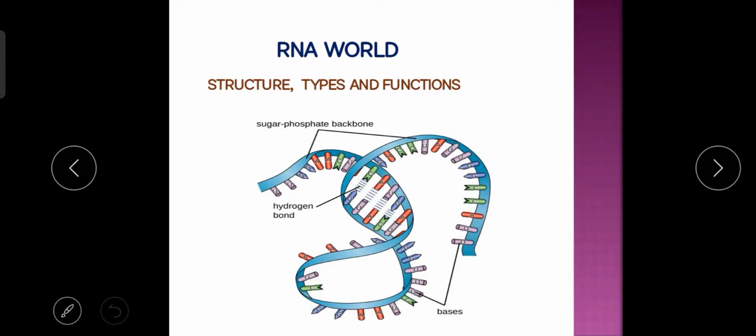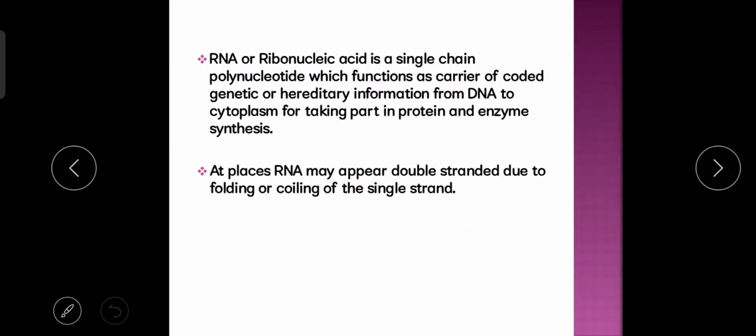So today our topic is the RNA world, the structure, different types and functions of RNA. As you know, RNAs are usually single stranded, but sometimes they may appear double stranded due to folding or coiling of the single strand. Do you get my point? RNAs are usually single stranded and DNAs are always double stranded. But sometimes the RNA may appear double stranded. Why? Due to the folding or coiling of its single strand.